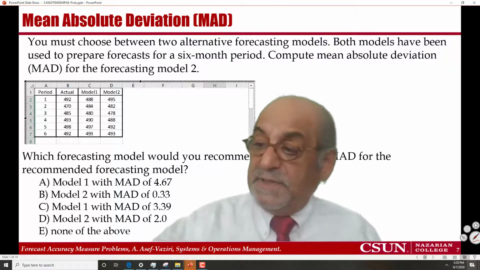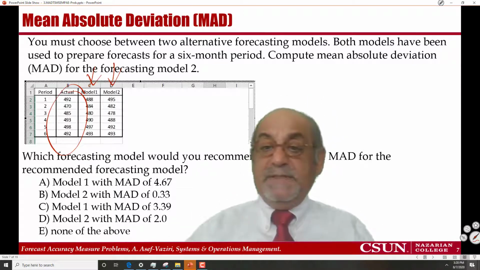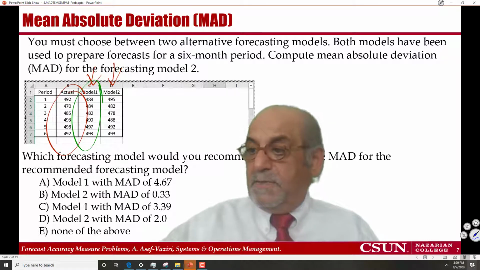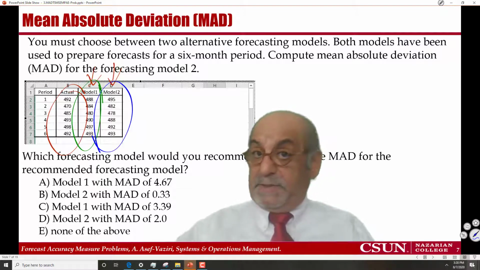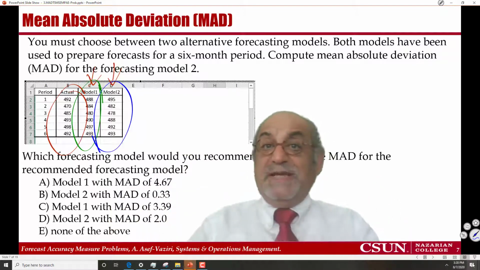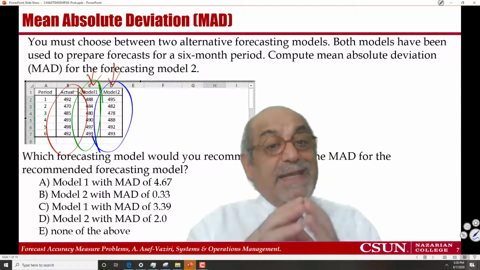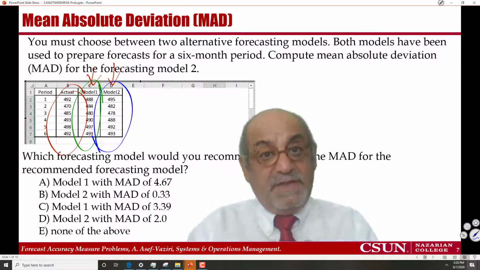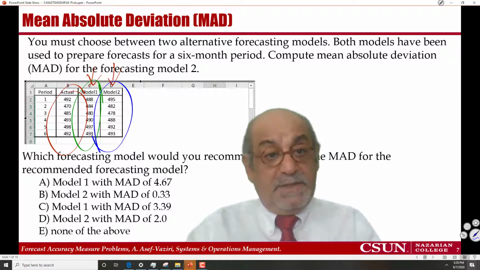We have the actual data, and we have two forecasting techniques. Let's call one of them green and the other one blue. Which one is better? The one which has lower MAD is better. So we need to compute the gap between actual and forecast for these two techniques and then find out which one has a lower MAD, and that would be the better technique.